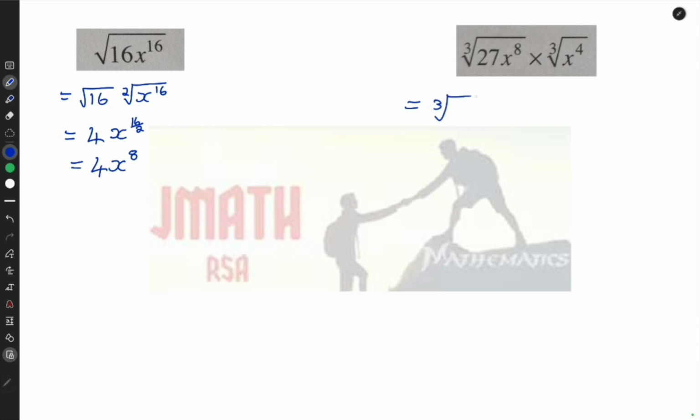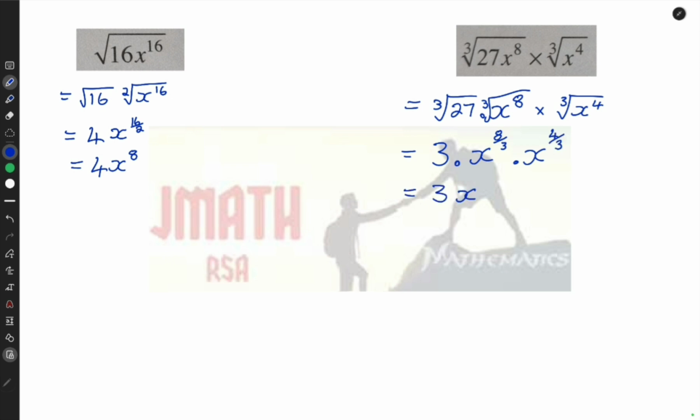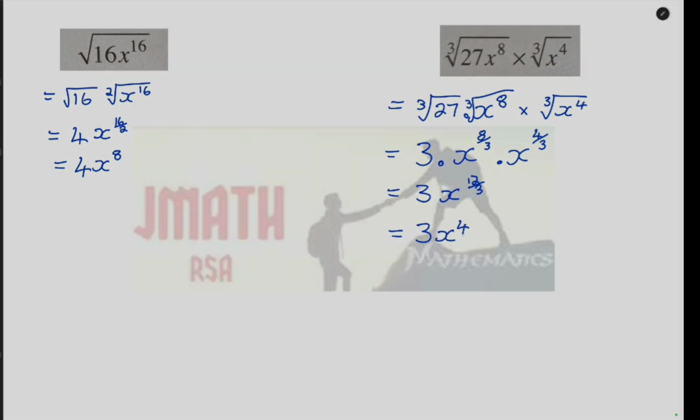So this is going to be the cube root of 27 times x to the power 8, also in a cube root, and then times the cube root of x to the power 4. I want to rewrite this in exponent form. Luckily 27 is a cube number, so that's just going to be a 3. But now this is going to be x to the power 8 on top, 3 on the bottom, times x to the power 4 on top, 3 at the bottom. Now I'm just going to add them: 8 over 3 plus 4 over 3 gives me 12 over 3. So the final answer is 3x to the power 4.